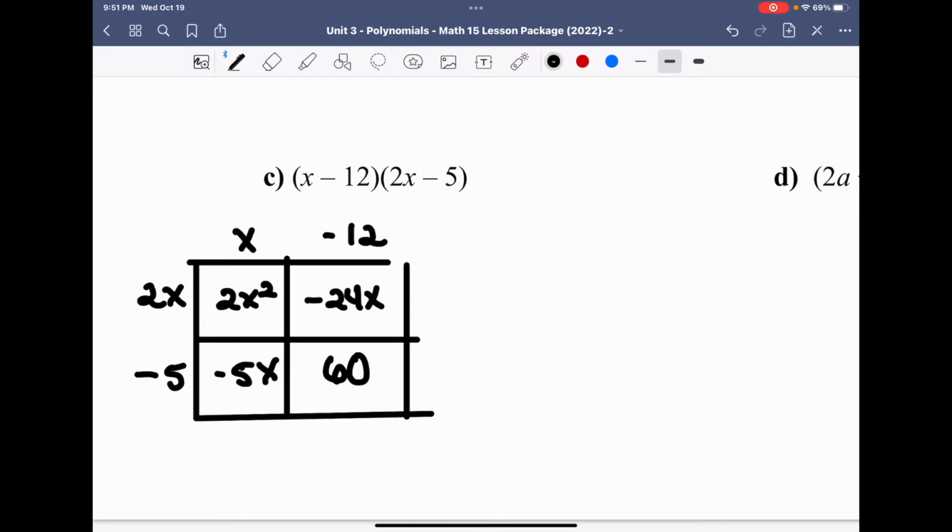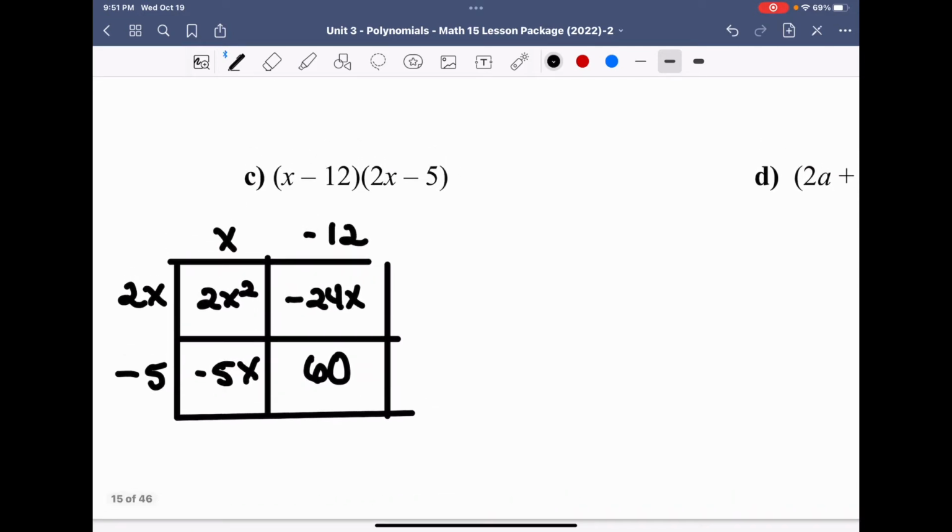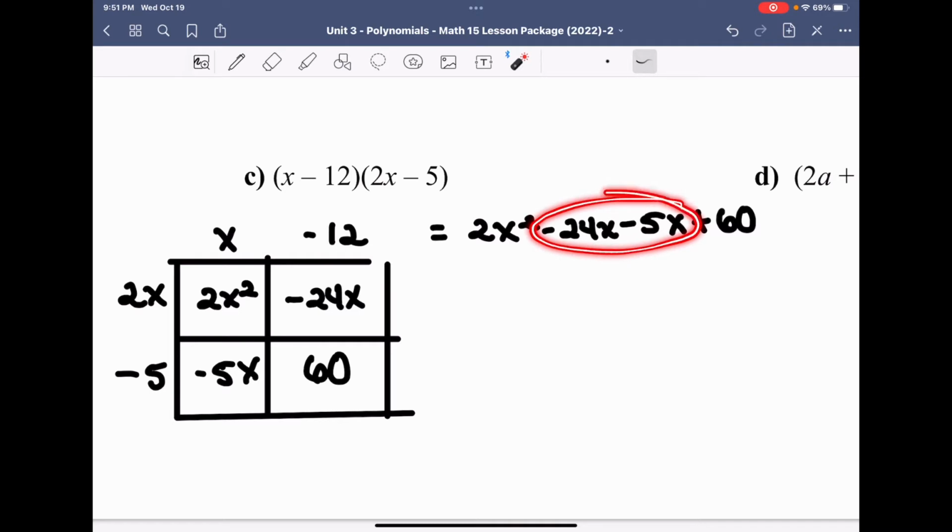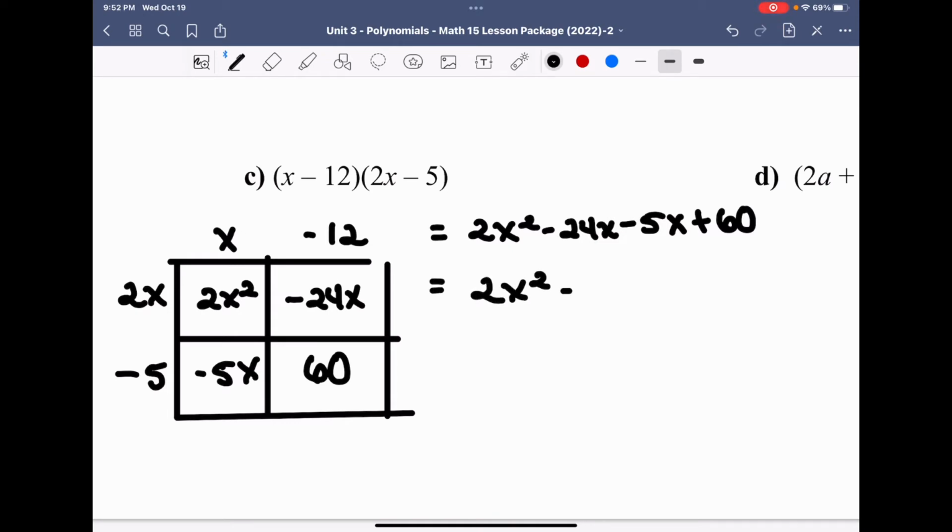All right, now it's about piecing this all together. I'm going to take every term that's in the boxes and write them with their sign, either added or subtracted. This is equal to 2x squared minus 24x minus 5x plus 60. Now, which terms can I combine? I look and I see I have two different x terms here, both with x to the 1 degree. So I'm going to combine them together. This is 2x squared, negative 24 minus 5 is negative 29x, and then finally plus 60. There is our answer there.